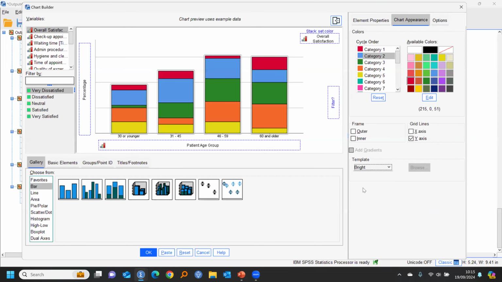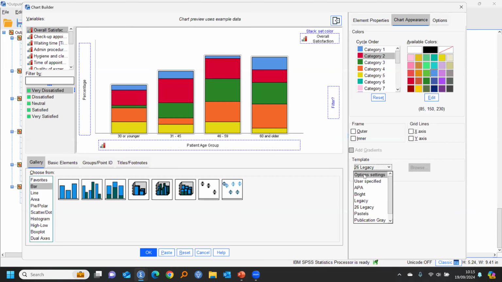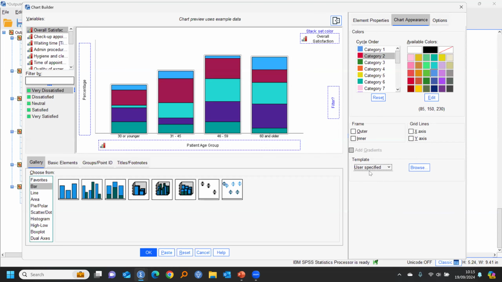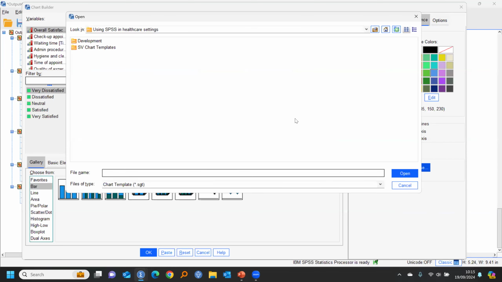Template. So you can see there's different colors here we could play with. Or I could use my own settings. If I change it one time, I can create my own template. So I've got user specified here. We actually have our own chart templates that people can download from our website.